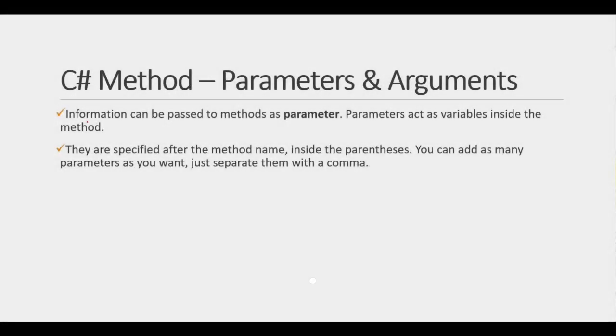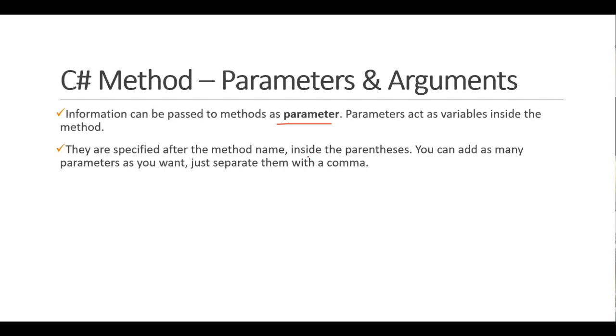Parameters and arguments are also important to use together with methods and functions. Information can be passed to methods as parameters. A parameter acts as a variable inside the method, and parameters are specified after the method name, inside the parentheses that we are going to define. Of course, we can choose whatever type we need.